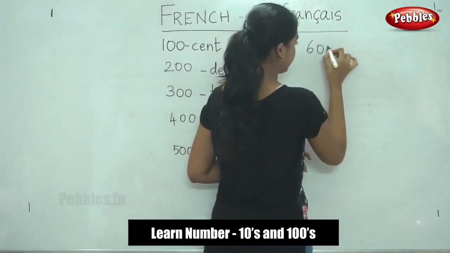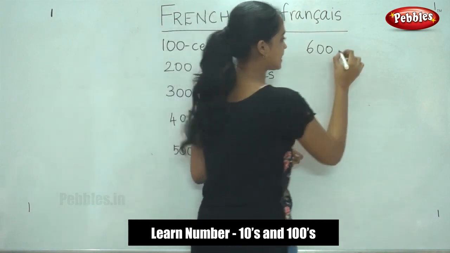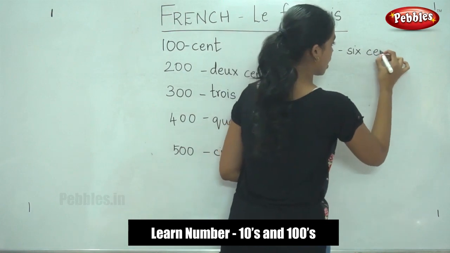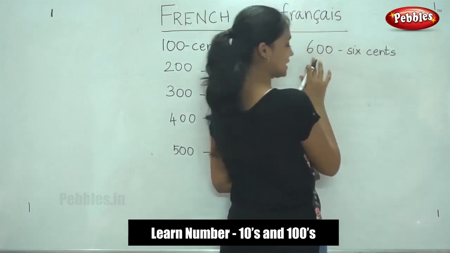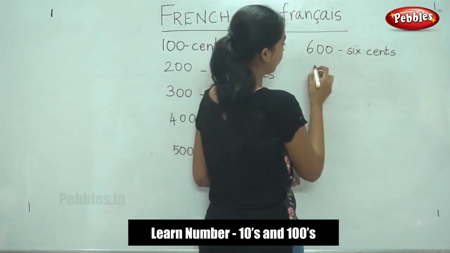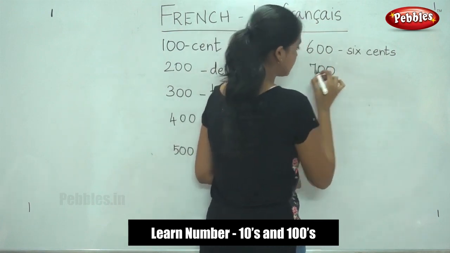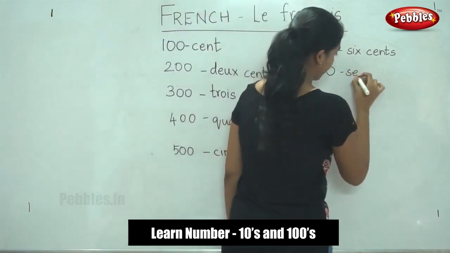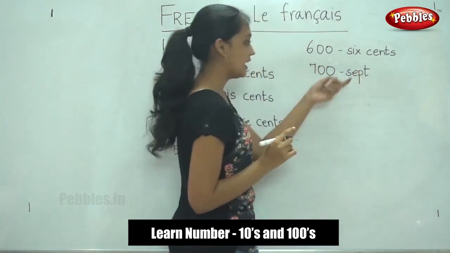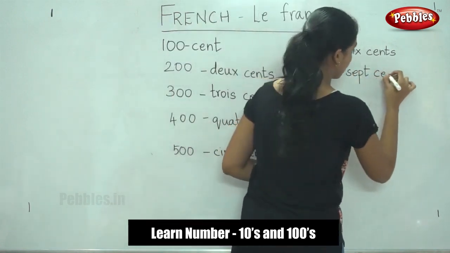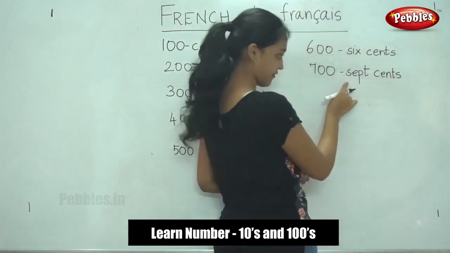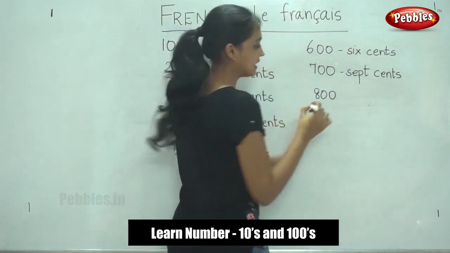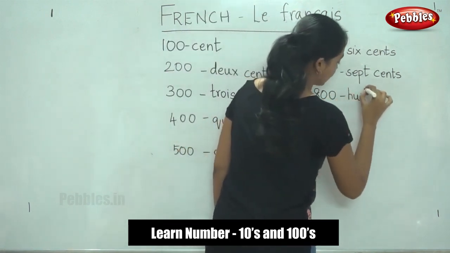Next, for number 600. For 6 it is 6, and for 100 it is 100. 600. For number 700. For 7 it is 7, and for 100 it is 100. 700. Similarly, for number 800, yes, it is with song.